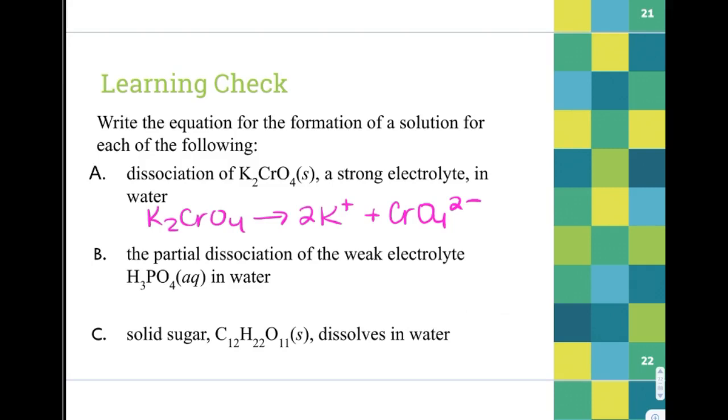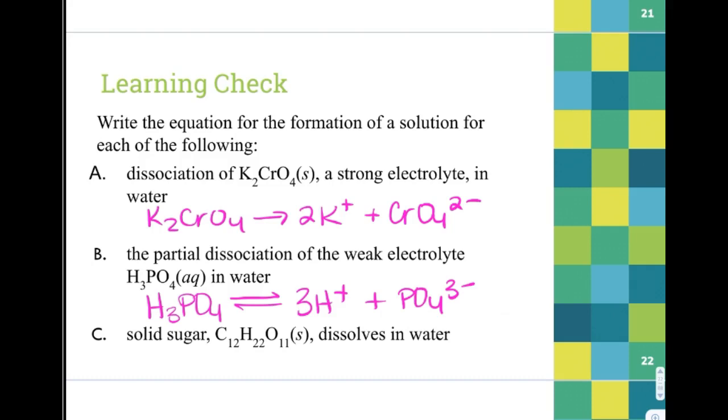The partial dissociation of the weak electrolyte, phosphoric acid. So phosphoric acid is partial. So we can write it in a double arrow. And I get 3 hydrogens, and I get 1 phosphate. So it does break into ions, just it goes back and forth. It's not strong in one direction.